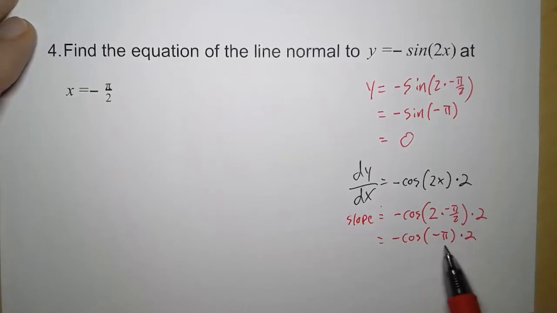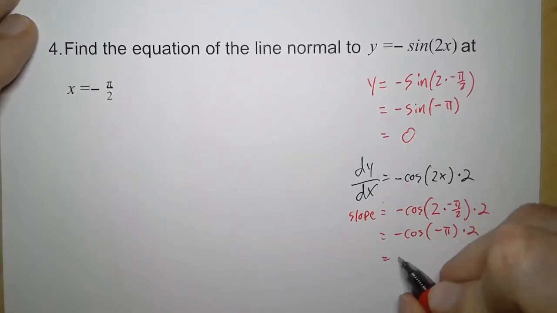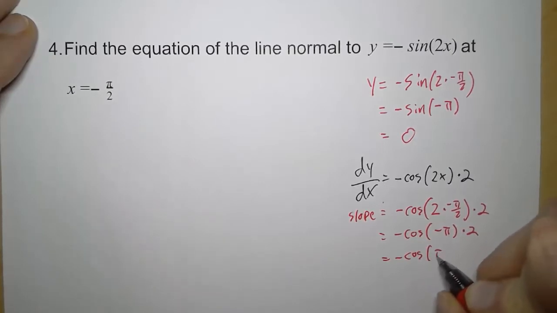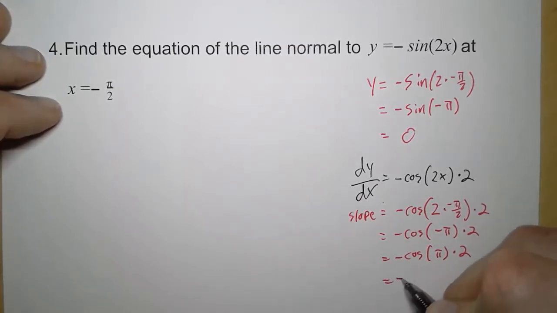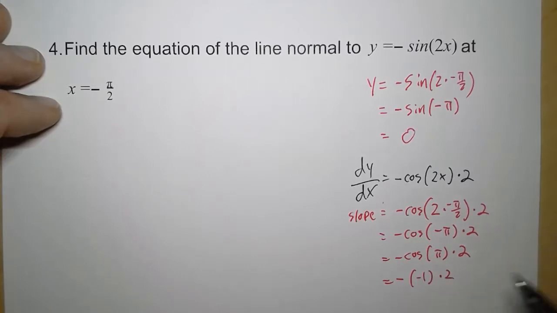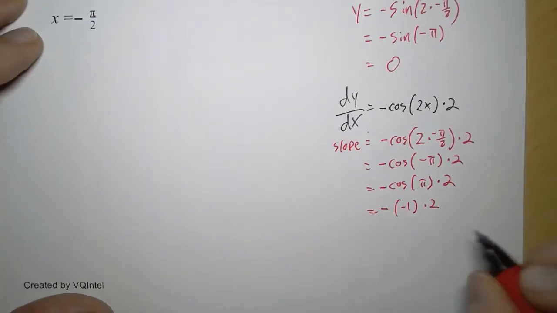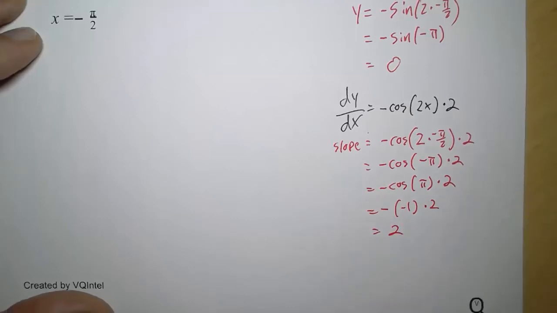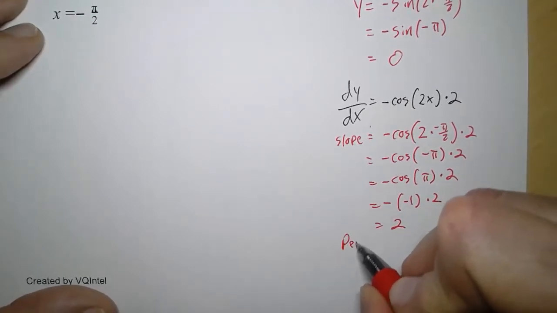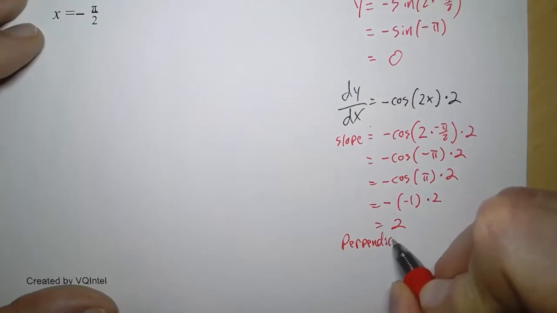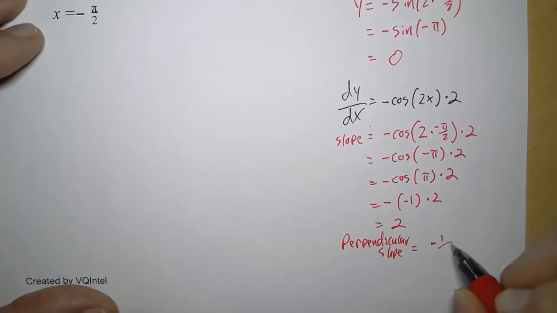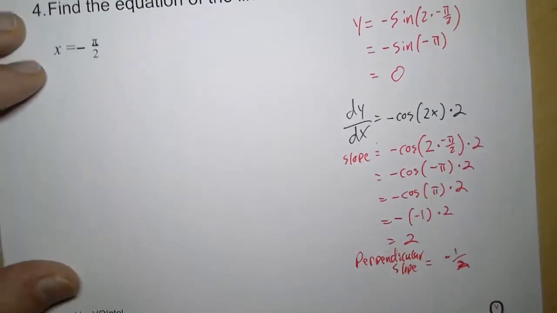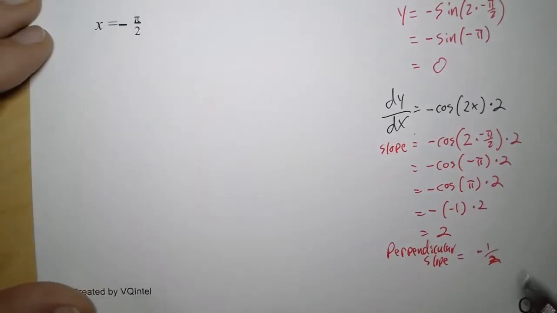Now, cosine is an even function, so actually that negative on the inside is irrelevant. Even functions allow us to disregard any negatives. And so with the pi, cosine has a value of negative 1 times 2. Now we can't forget that negative out front, which means when we simplify this, we get a value of 2. And so our perpendicular slope is going to equal negative 1/2.